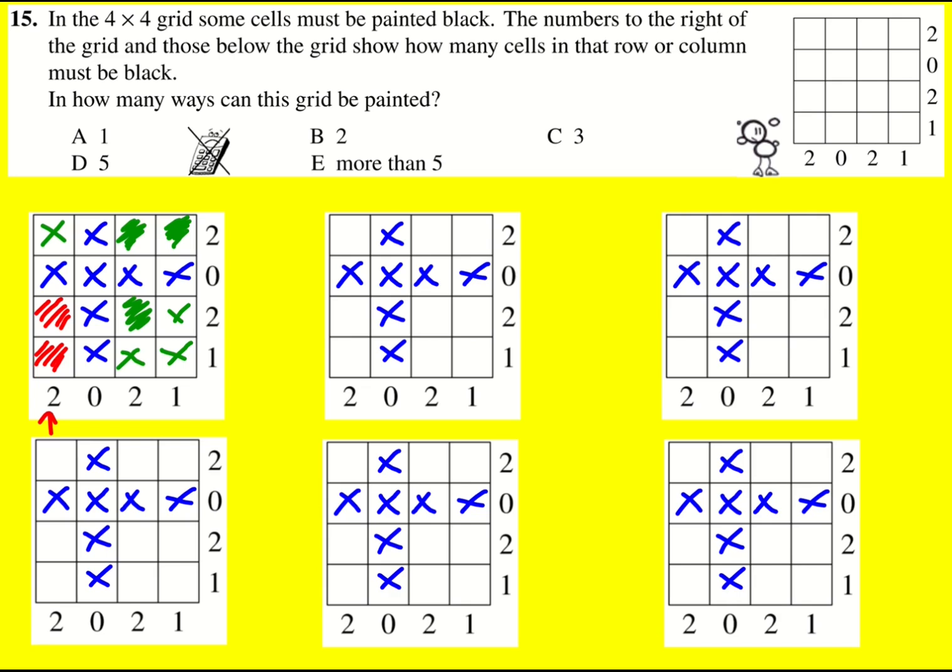Okay, how about if I start with the bottom left and then the top left? Now then, this one can't be, these two can't be. I must shade in these two because of that two there. That one can't be, and that one must be. So actually there's only one way when I start with the bottom left and the top left. Okay, that just leaves this one here and this one here. All right, let's see what happens.